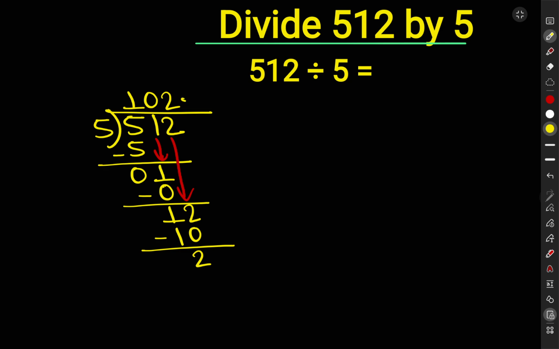So we take a decimal here, so that we put 0. So it is 20 and 5 times 4 is 20. On subtracting we get 0. So 512 divided by 5 is 102.4.